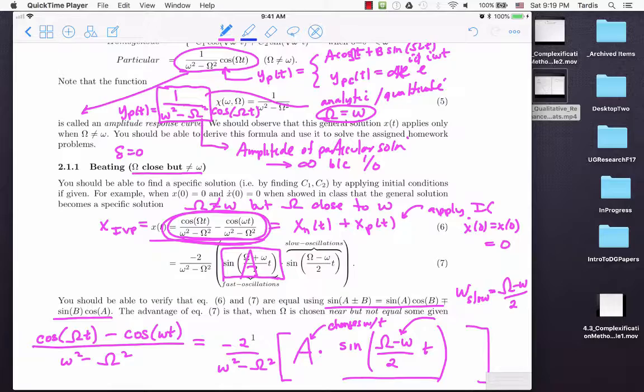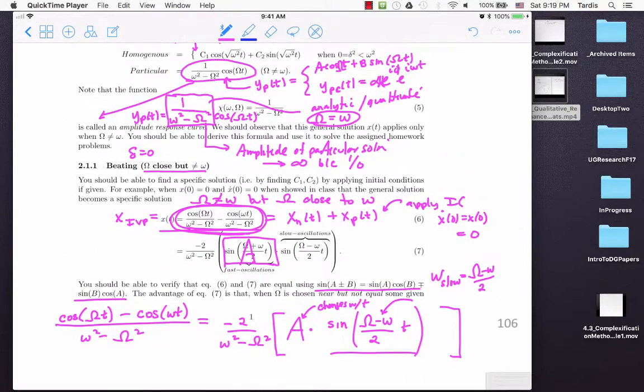So keep this in mind, that in the case where there's beating, remember that there were these packets that were happening. There is this oscillation, and then it came down, and then it happened again, and then it happened again. So what you're seeing here is that there's some kind of trig function.